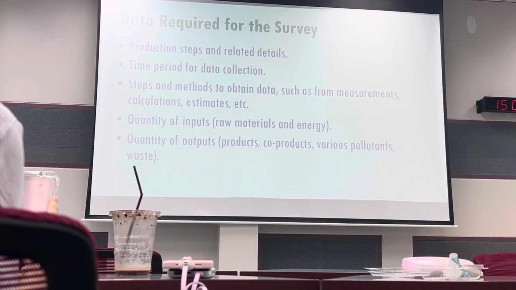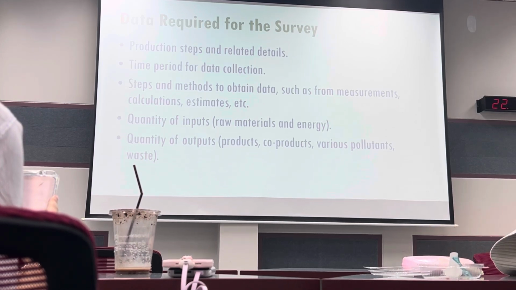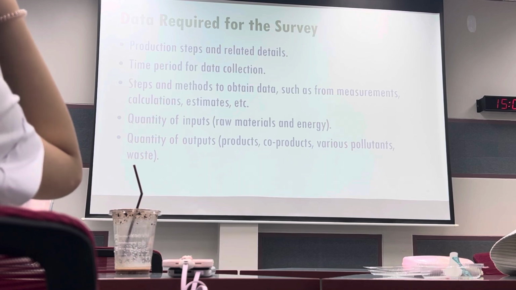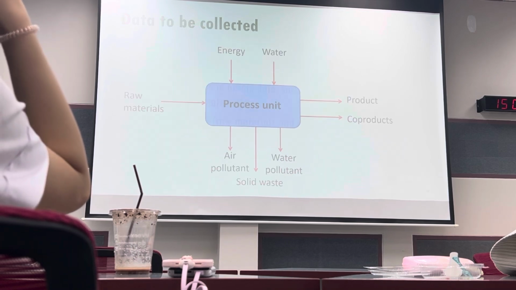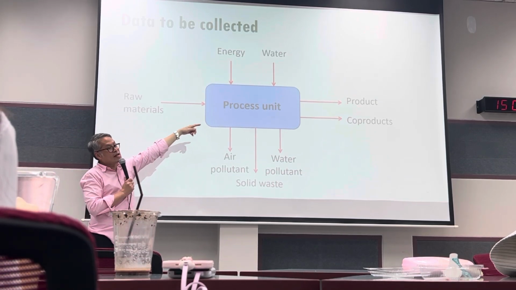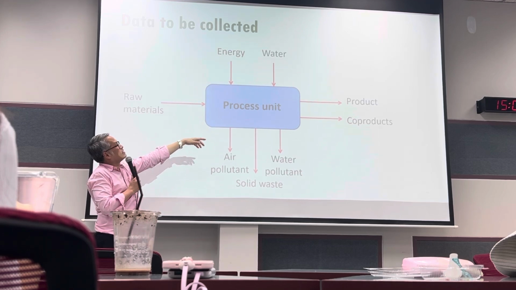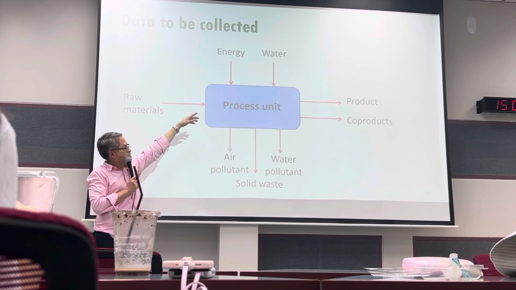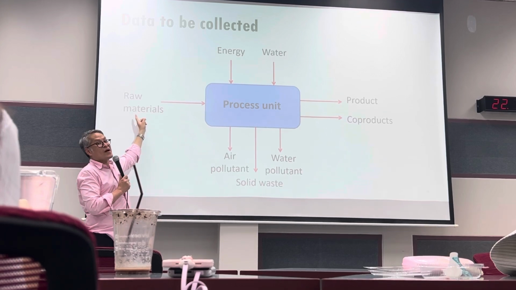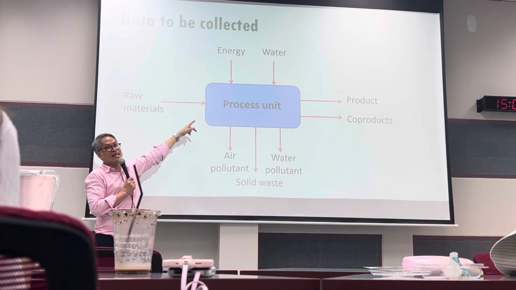Data required for the survey: production steps and related details, time period for data collection. Like I said, usually at least 12 months. Steps and method to obtain the data, quantity of the inputs and quantity of the outputs. So this is what they fill in the form. So we have a process unit. We have raw materials coming in, product and byproduct or co-products coming out. Inputs will be energy and water. Outputs will be air pollutant, water pollutant, solid waste. And then we measure all of these.